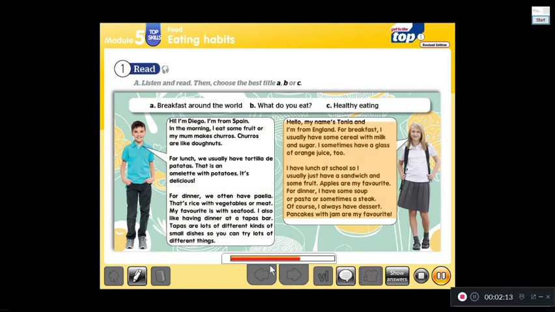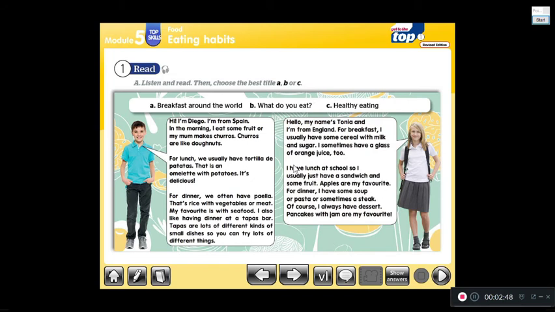Hello, my name's Tanya and I'm from England. For breakfast, I usually have some cereal with milk and sugar. I sometimes have a glass of orange juice too. I have lunch at school, so I usually just have a sandwich and some fruit. Apples are my favorite. For dinner, I have some soup or pasta or sometimes a steak. Of course, I always have dessert. Pancakes with jam are my favorite.